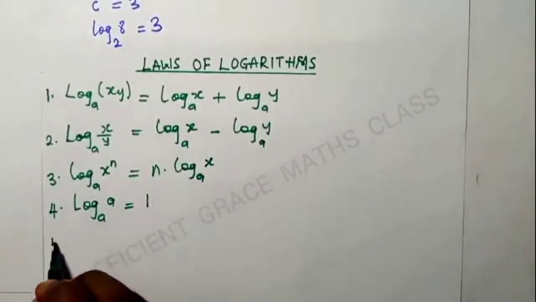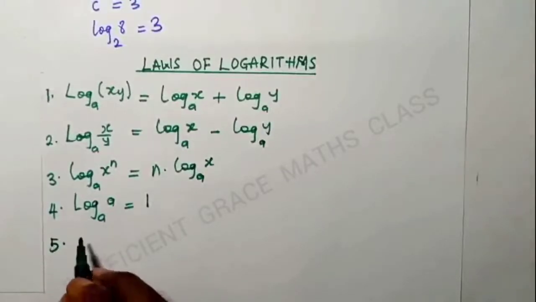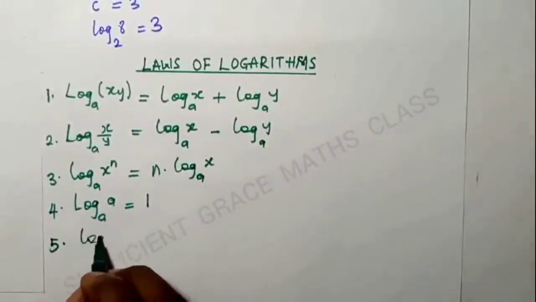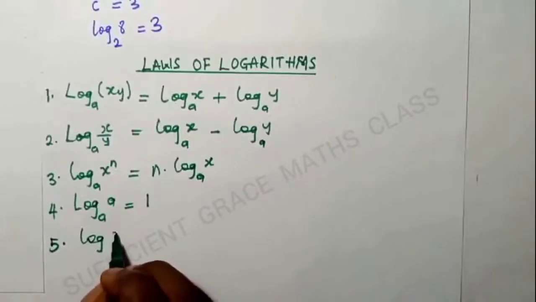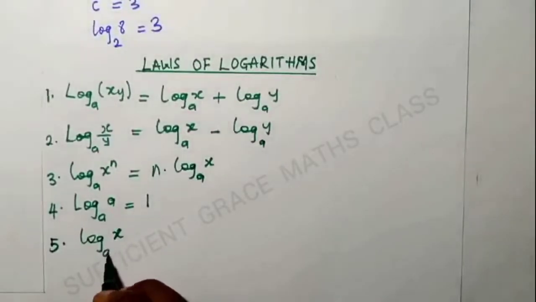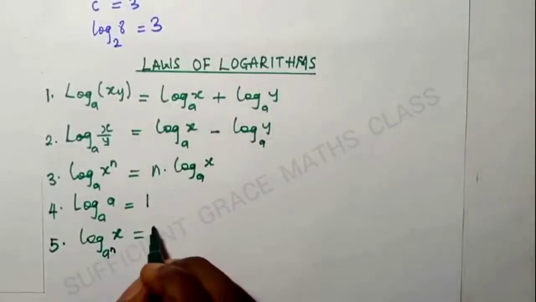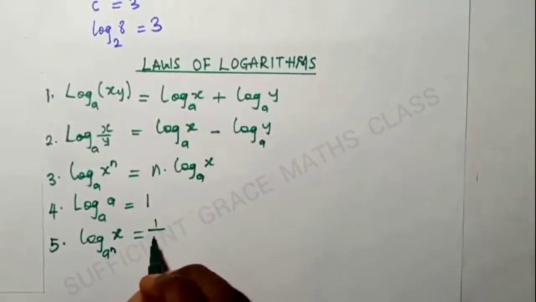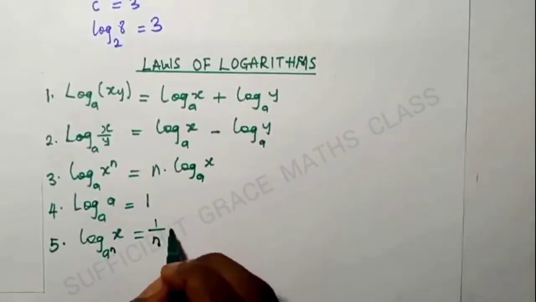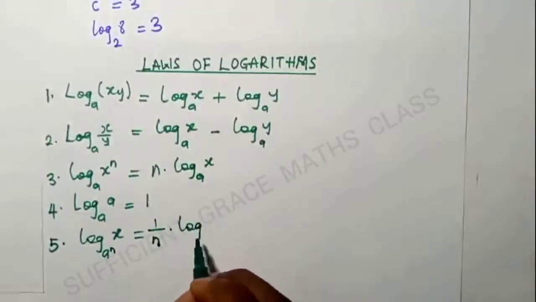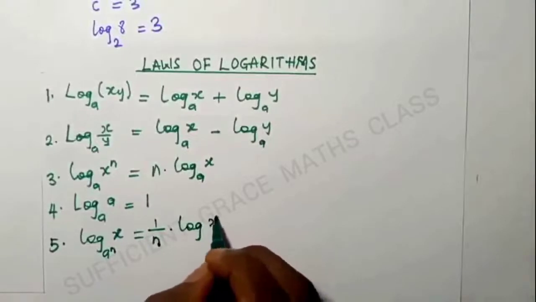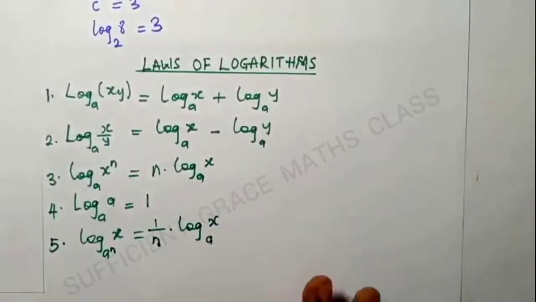Number 5. Log of x to base a raised to power n is the same thing as taking 1 all over n multiplied by log of x to base a. These are the basic laws of logarithm we need to know, and we are going to apply them in our subsequent examples.